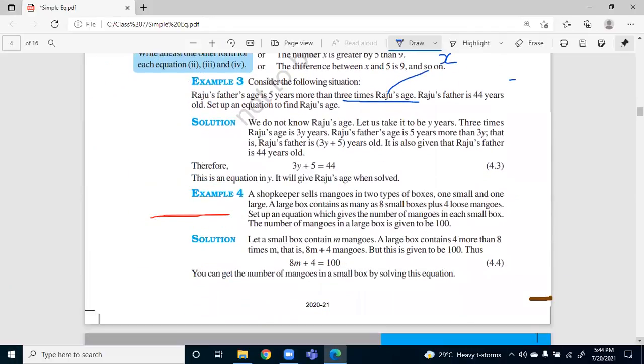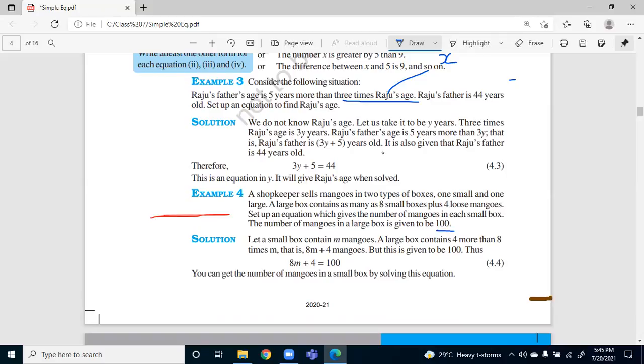Okay, so let's proceed to example number 4. A shopkeeper sells mango in 2 types of boxes, one small and one large. A large box contains as many as 8 small boxes plus 4 loose mangoes. Set up an equation which gives the number of mangoes in each small box. The number of mangoes in large box is given to be 100.